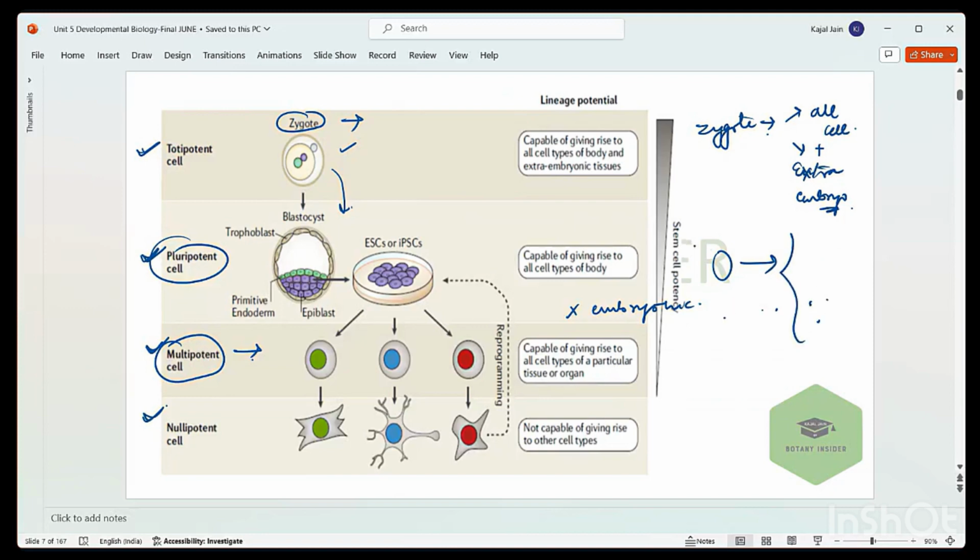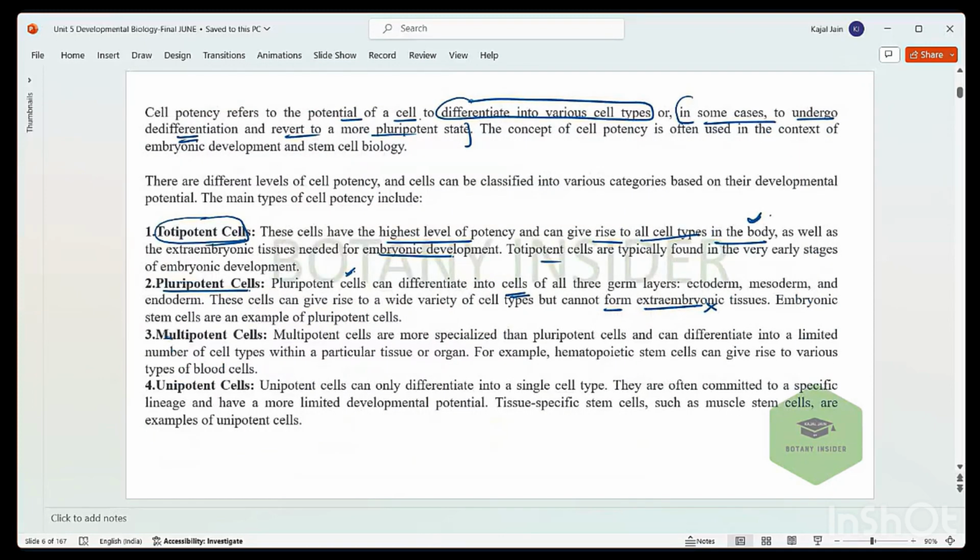For example, you have a cell and let's say it's a blood cell. It can give rise to all the types of the blood cell. For example, red blood cell, white blood cells, etc. So this is what a multipotent cell is. See, multipotent cells are more specialized than pluripotent. They can differentiate into a very limited number of cell types within a specific tissue or organ. For example, they have given you an example of hematopoietic stem cells. These are the ones which can give rise to various types of blood cells. This is what a multipotent cell is.